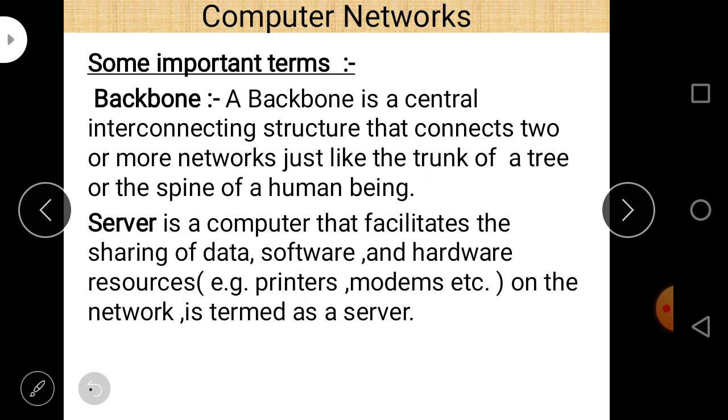Next important point is backbone. A backbone is a central interconnecting structure that connects two or more networks, just like the trunk of a tree or the spine of a human being. Next is server. A server is a computer that facilitates the sharing of data, software, and hardware resources, that is printers, modems, etc. on the network.